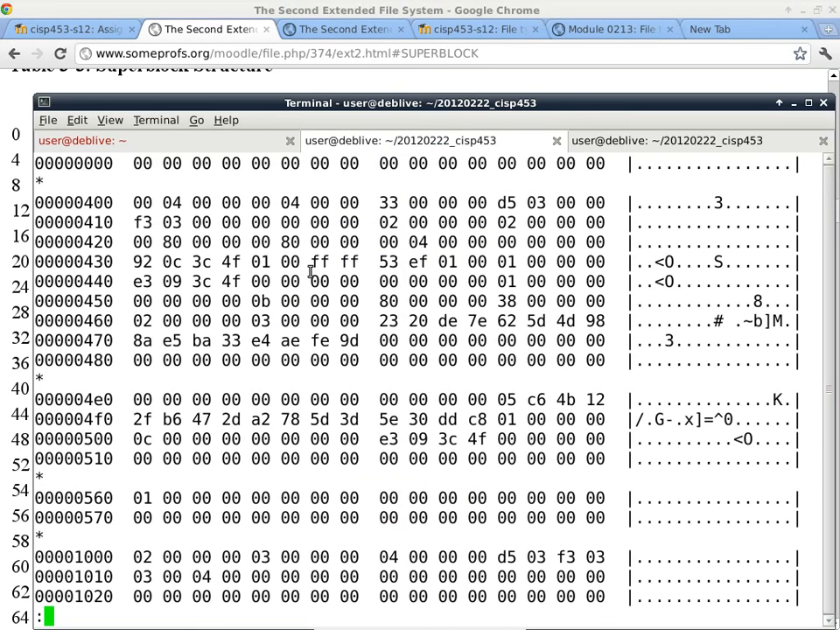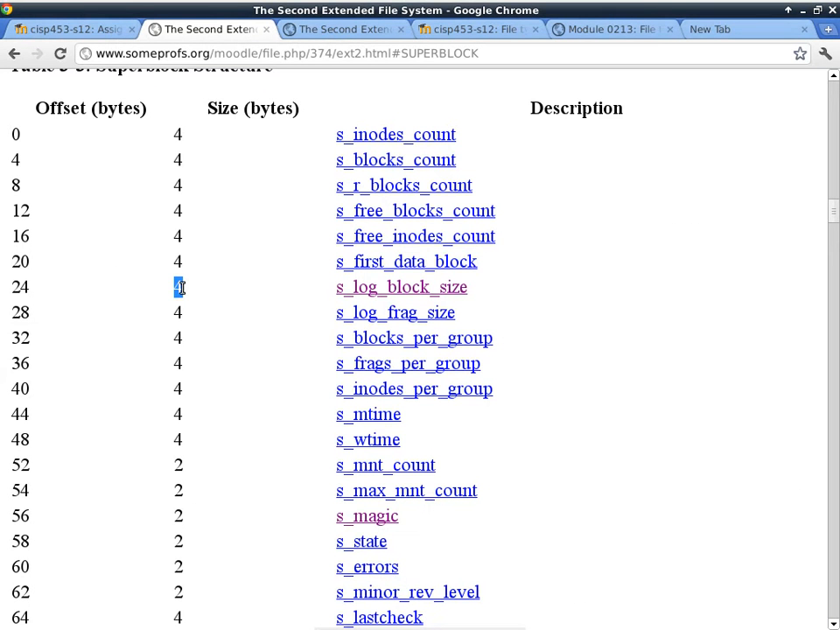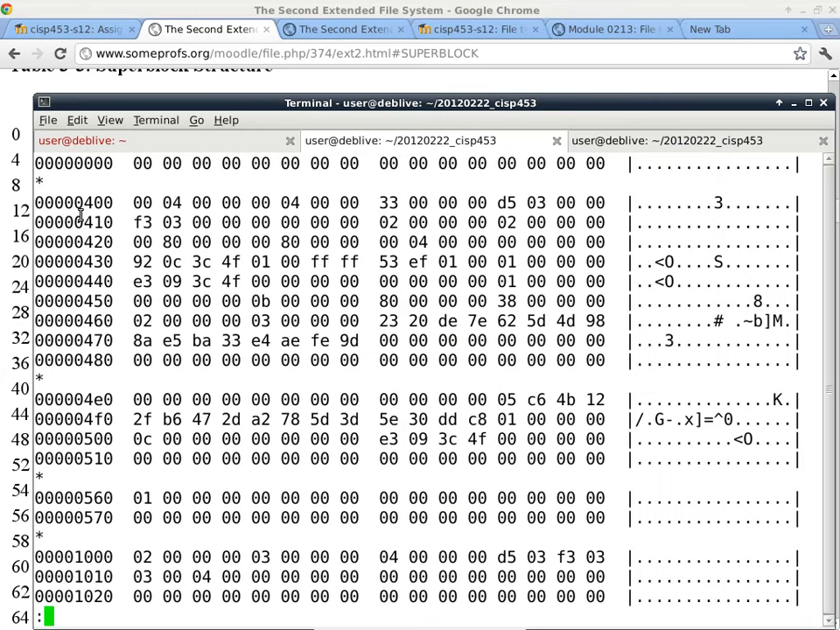Let's go back to our dump here and find out what is the block size for this particular file system. It's at offset 24 in decimal, which is 18 in hexadecimal. Did you guys know how I did the conversion? Divide by 16, you have 1 as a quotient, so the 1 becomes the most significant nibble, and the remainder is 8, and that becomes the least significant nibble. Okay, so we have to look into offset 18 in the dump, so it becomes 418. In this case, these 4 bytes represent our log block size.